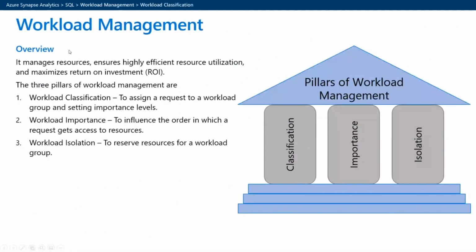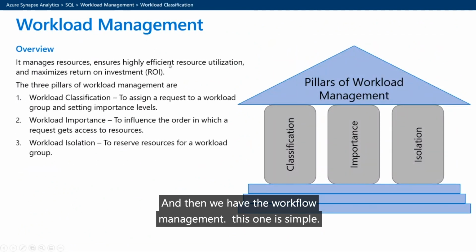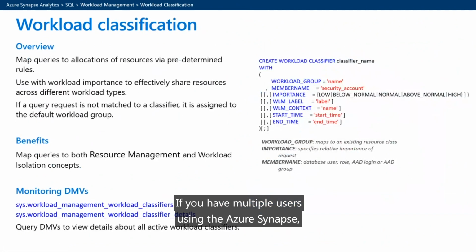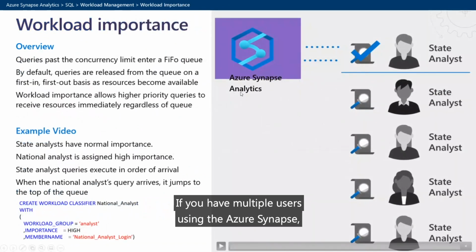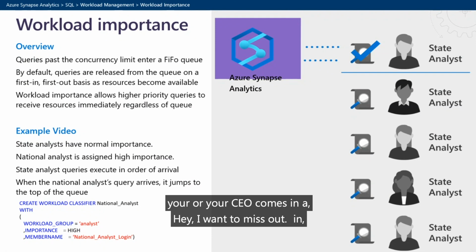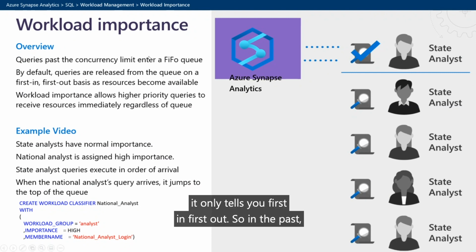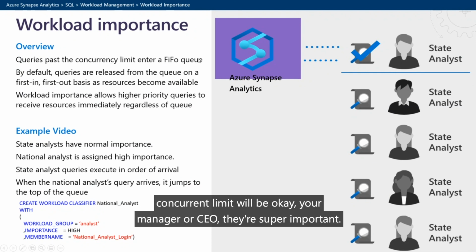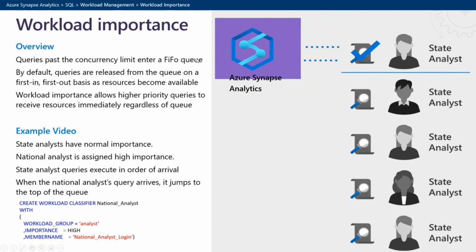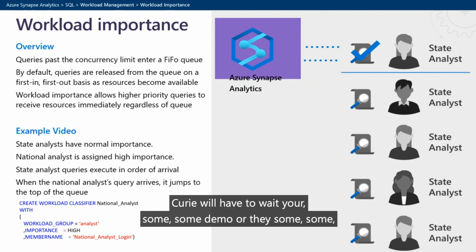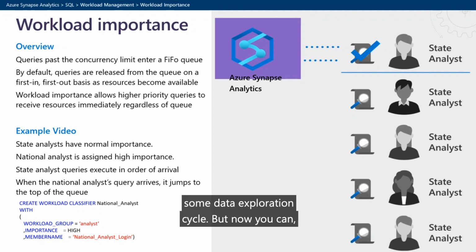And then we have workload management. This one is simple. If you have multiple users using Azure Synapse, and then your manager or your CEO comes in and says, hey, I want a result. A traditional RDBMS doesn't classify people. It only tells you first in, first out. So in the past, with the concurrency limit, your manager or CEO's super important query would have to wait for your demo or some dumb data exploration cycle.